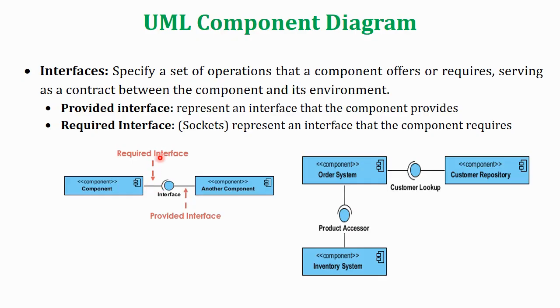For example, the ordering system. There are three components. The ordering system is one component, the customer repository is another component, and the inventory system is another component. All these components make the relationship using the interfaces. So the interface makes the relationship between the components. For example, the order system and the inventory system, the interface is the product accessor. And the next one is the order system and the customer repository. The interface is customer lookup.